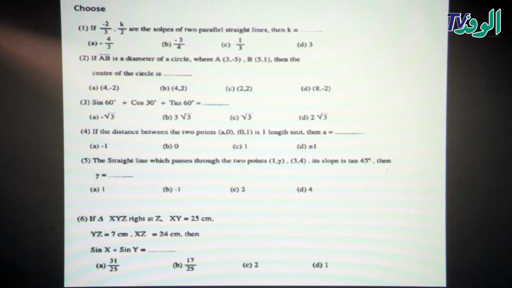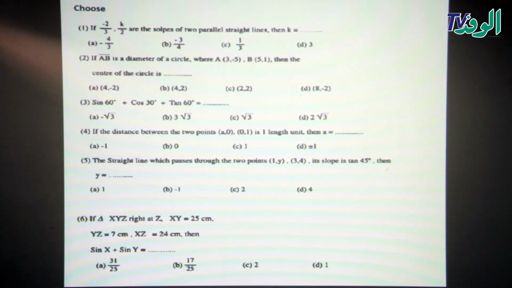Number 2. If AB is a diameter of a circle where A(3, negative 5) and B(1, 5). If we notice that the endpoints of the diameter are on the circle, and the center is the midpoint of the diameter, so the coordinates of the center will be the midpoint of segment AB.